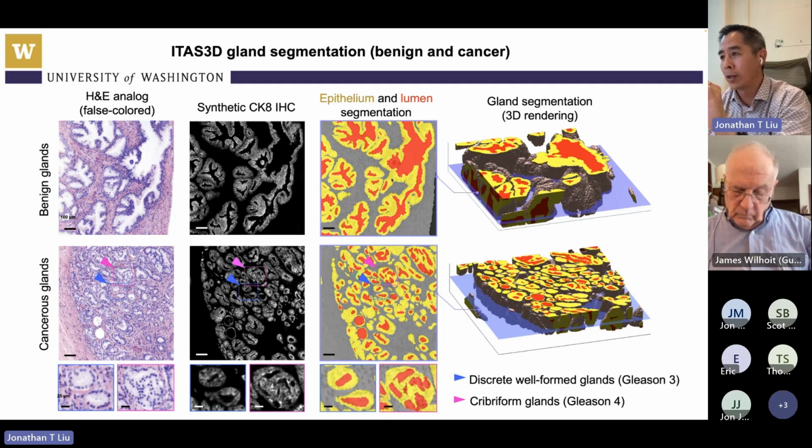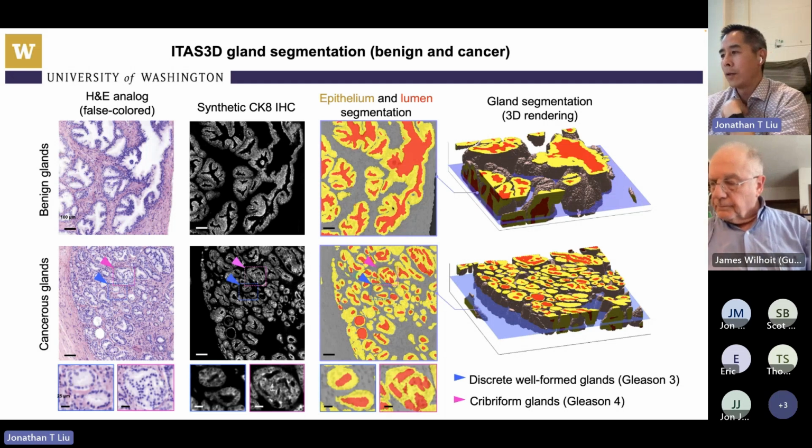The yellow are the cells, the epithelial cells that line the glands. The red is the lumen, the hollow centers of the glands, and the gray is the surrounding tissue. And we can do that for normal glands, benign glands, as well as cancerous glands. And you can see here, there's clearly a difference in the appearance of benign glands versus cancer glands.